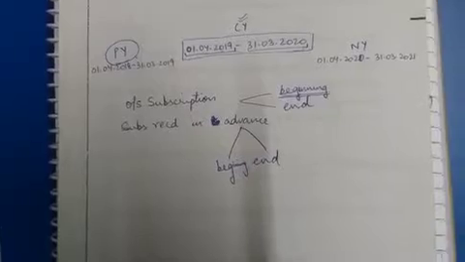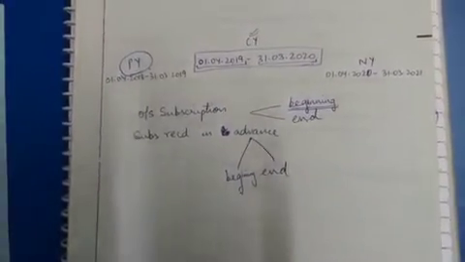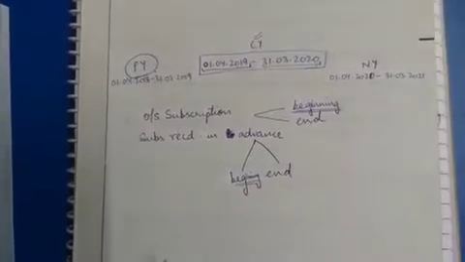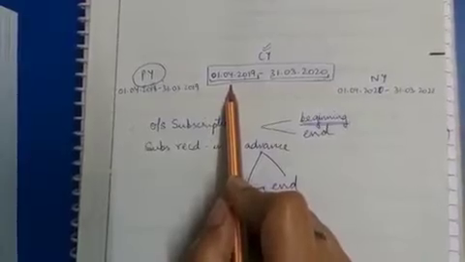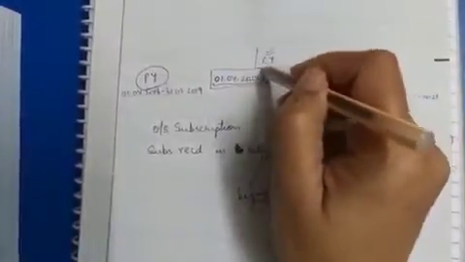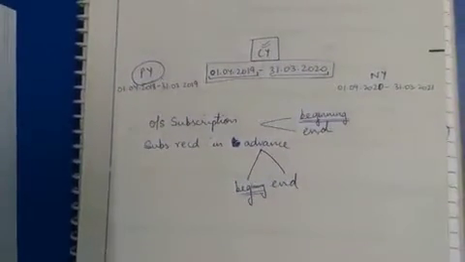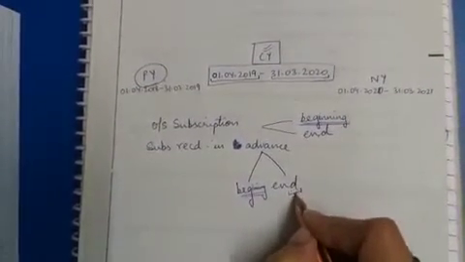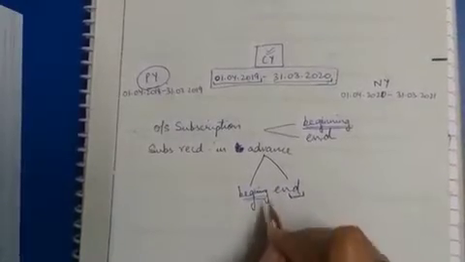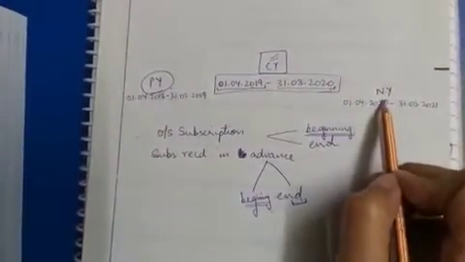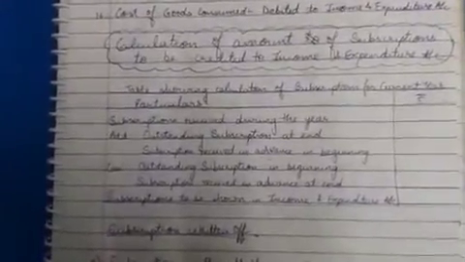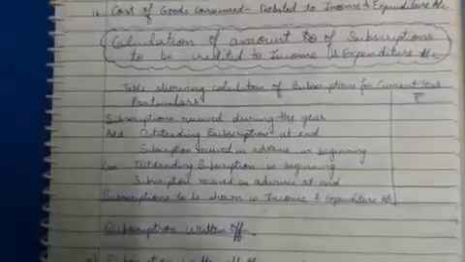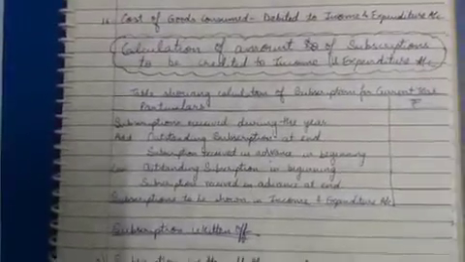Now, if we talk about subscription received in advance, if it is given in the beginning of the period, that is on 1st April 2019, it has been received in advance, that is, it will obviously belong to the current year. While if it is received at the end but in advance, it will belong to the next year. Thus, while calculating the amount to be credited to the income and expenditure account, while preparing this table, we will apply the same logic.